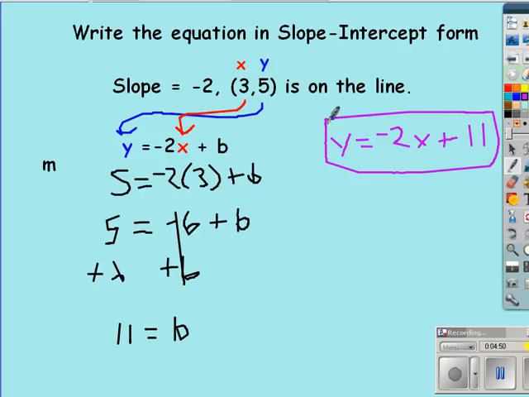These take some practice. Don't get stuck when you get to this point here. Once you find b, you're not all the way done. You have to continue on and use that information to plug it into that slope-intercept form. All right, so that's how it's done. It takes some practice. Try some other examples, and good luck.